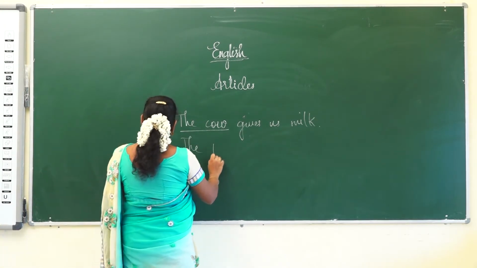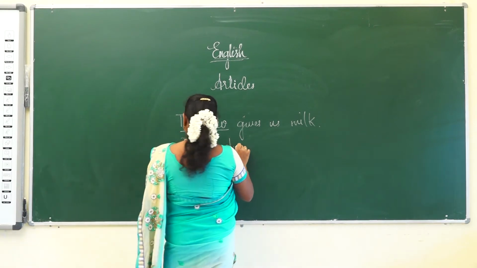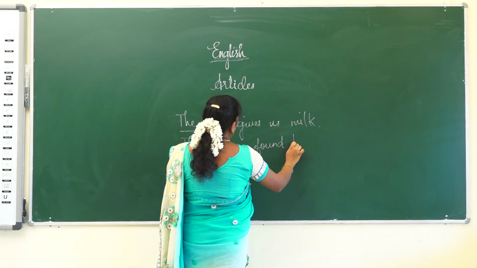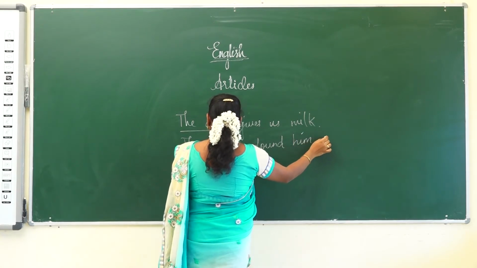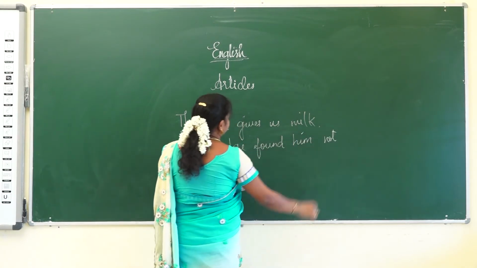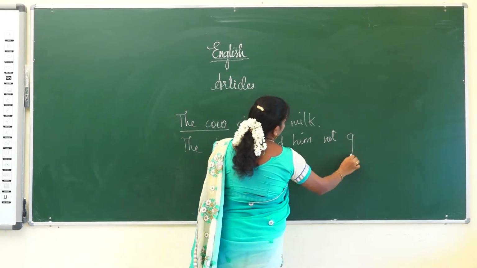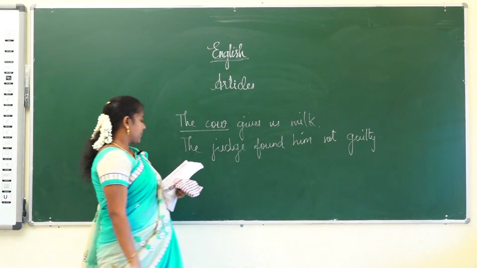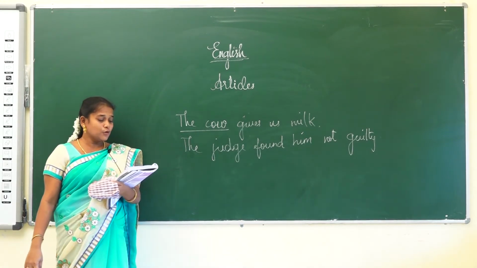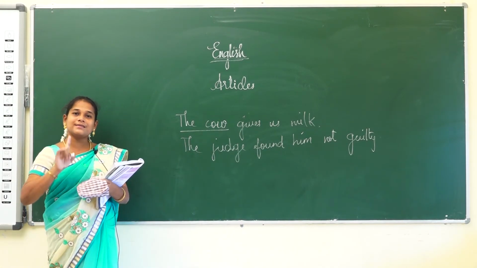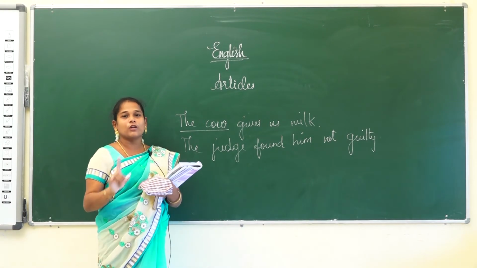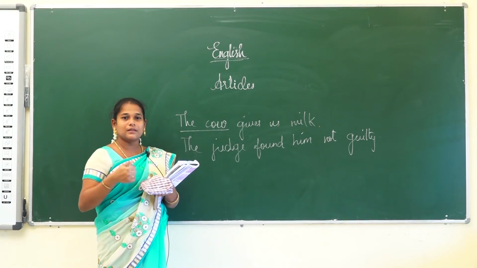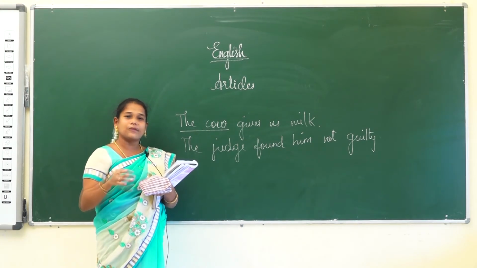The judge found him not guilty. Okay. See, next we will use the when there is only one such thing. There is no other thing, only one. We can't say there are 20 suns, or there are 5 earths; we can't see that.